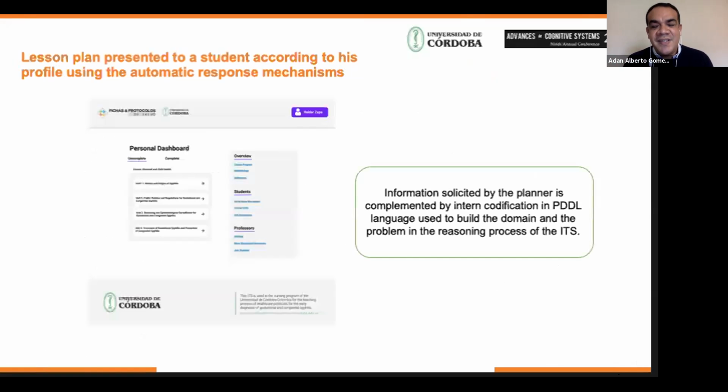The figure presents a screenshot of the lesson plan presented to a student according to his profile using the automatic response mechanisms of the system, when the learner is logged in the system for the first time. This information requested by the planner is completed by codification in PDDL language, used to build the domain and the problem in the reasoning process of the ITS. In this way, four topics are presented to the student related to the course maternal and child health.